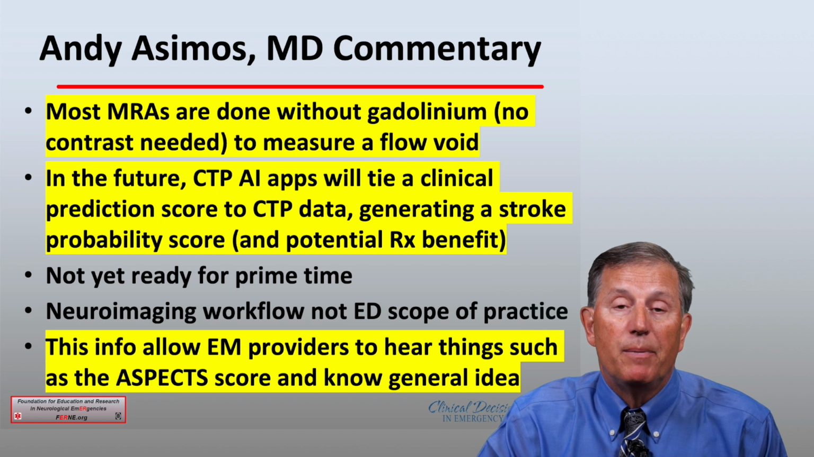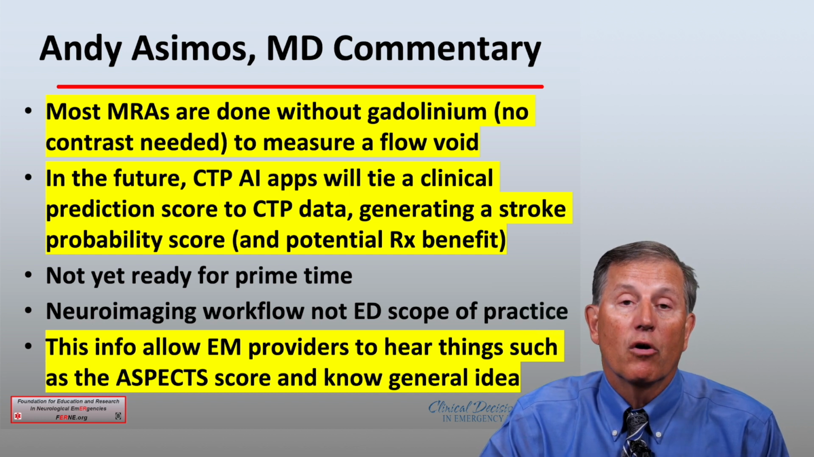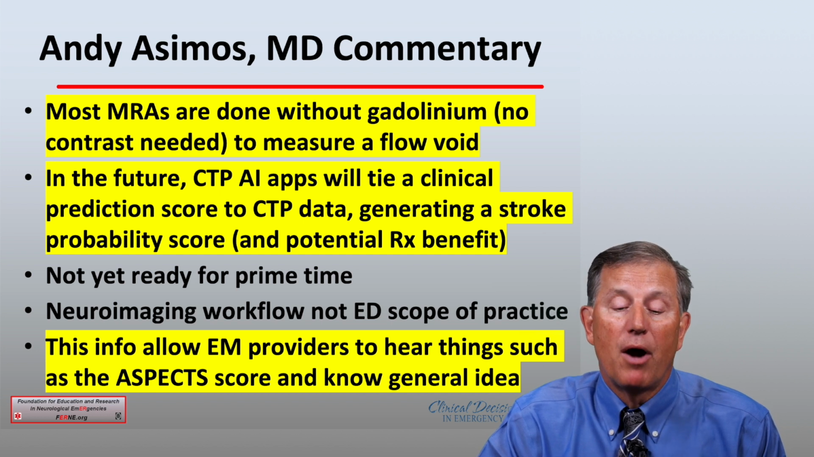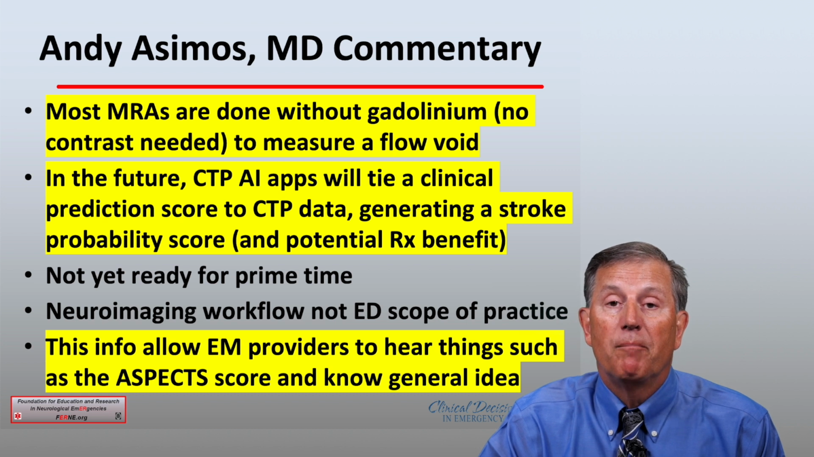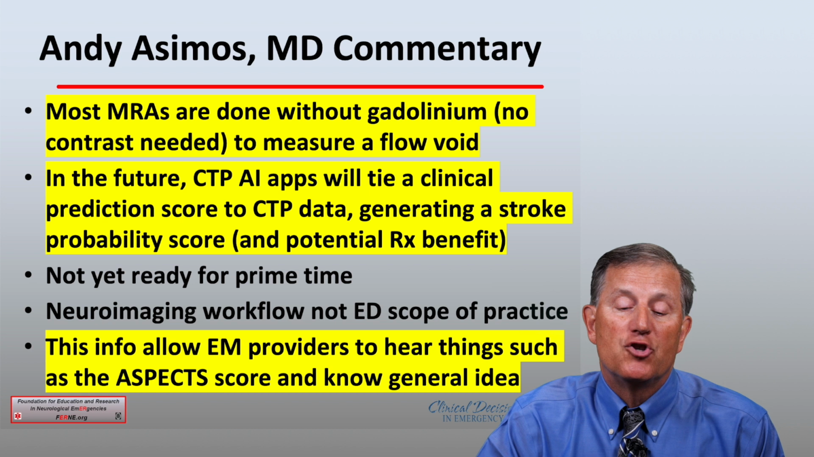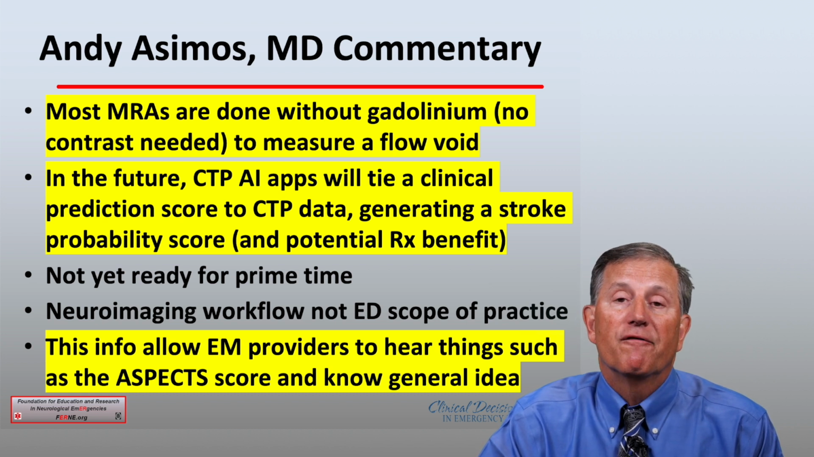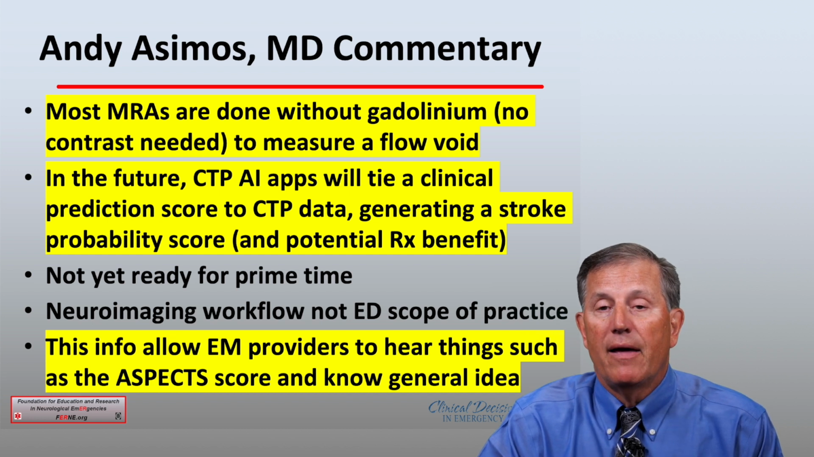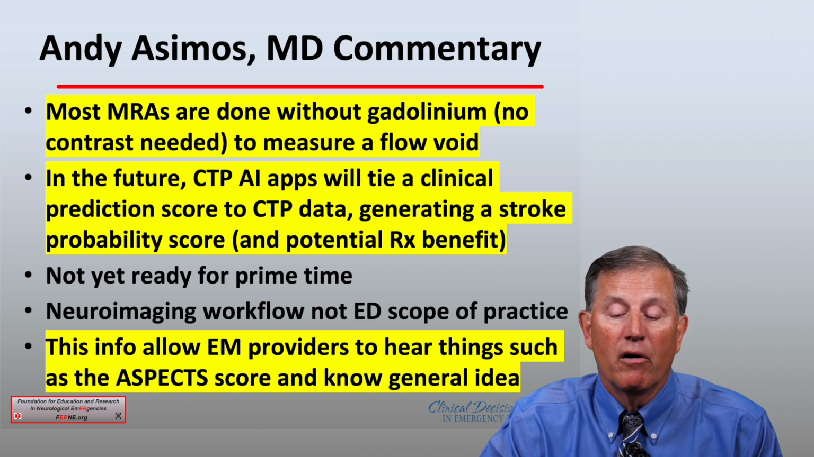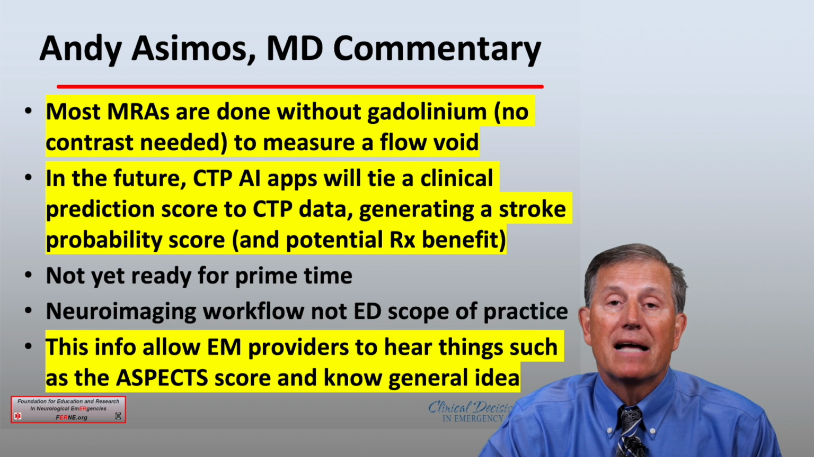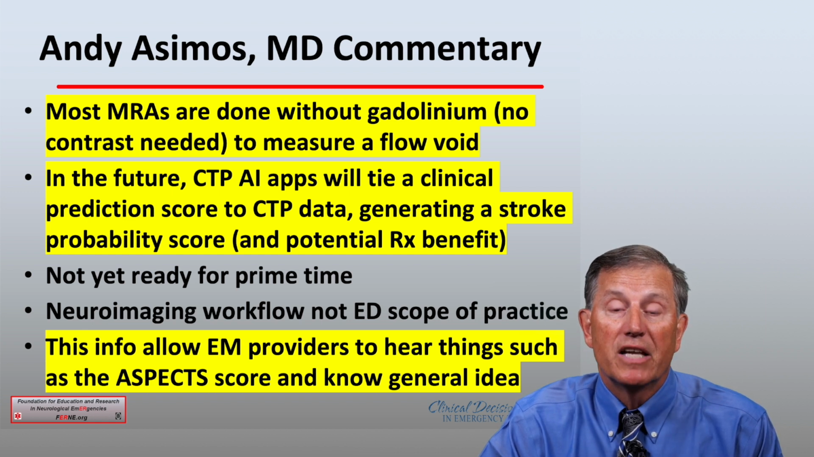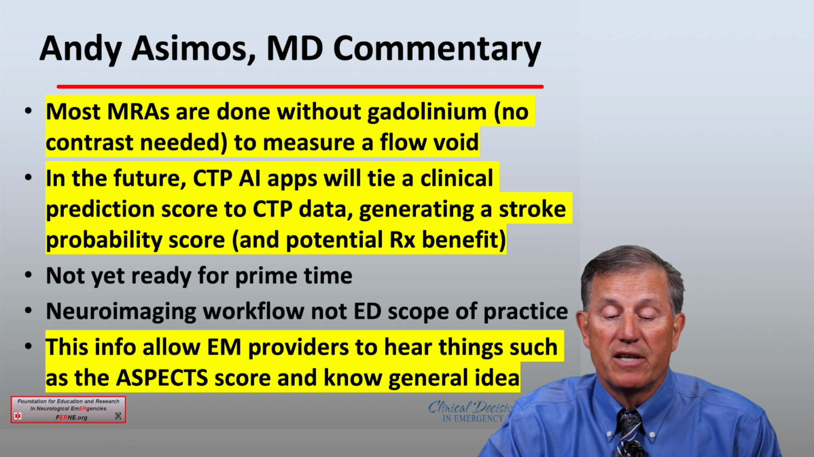He said in the future, CTP AI applications will tie a clinical prediction score to the actual CTP data, generating a stroke probability score and the potential for benefit by using extended EVT therapies. But he said generally this kind of technology where you could predict prospectively is not yet ready for prime time, and that neuroimaging workflow is not in the emergency department scope of practice. But he states that if this information is understood by emergency medicine providers, such as the use of the ASPECT score and the general idea of what is trying to be done, it is possible for the emergency care provider to aggressively move to get patients who may benefit from EVT to that therapy or transfer to a comprehensive stroke center for that therapy.